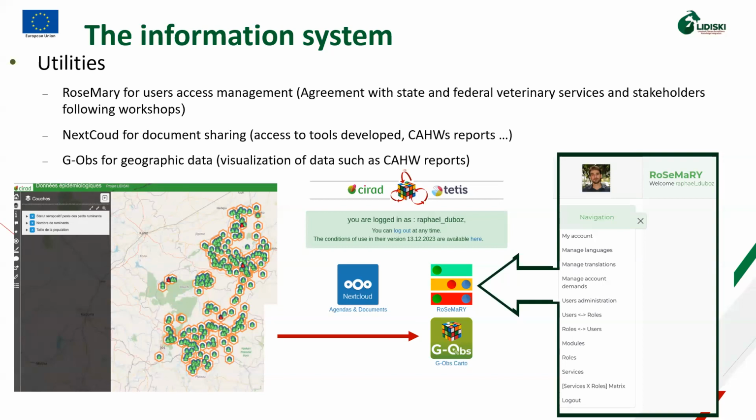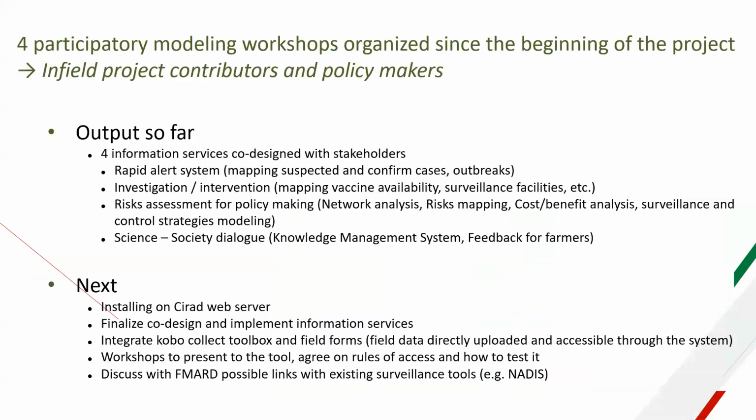Yep. So next slide, please. So we have done 4 participatory modeling workshops. So now we identify 4 information services. They are the kind of services that are useful for stakeholders. So a rapid alert system, so mapping suspected case and confirmed case, outbreak, etc.